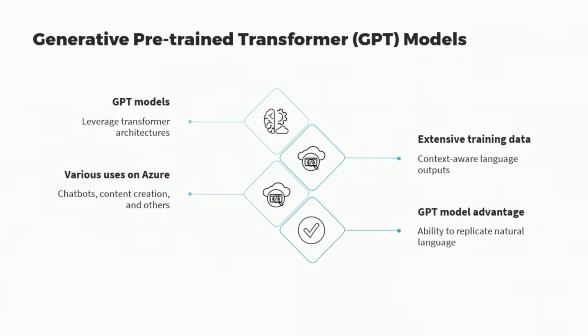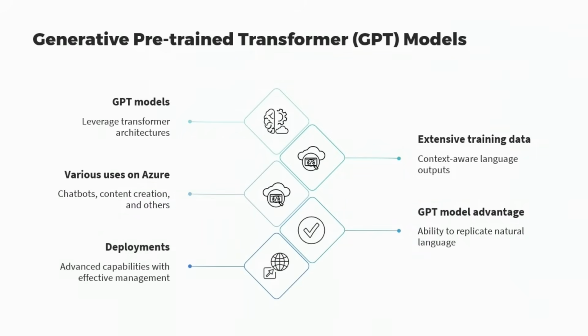However, they do have challenges like high computational demands, data privacy concerns, and potential biases in training data. OpenAI's most publicized and widely used models, including the GPT series and DALL-E, primarily rely on transformer architecture, and Azure Cloud offers a feature-rich environment for deploying GPT models, balancing advanced capabilities with effective management, making it the ideal platform for leveraging these sophisticated AI tools in various applications.